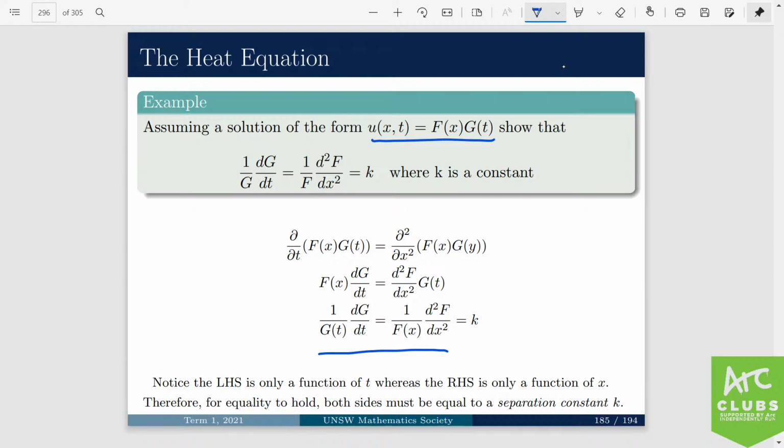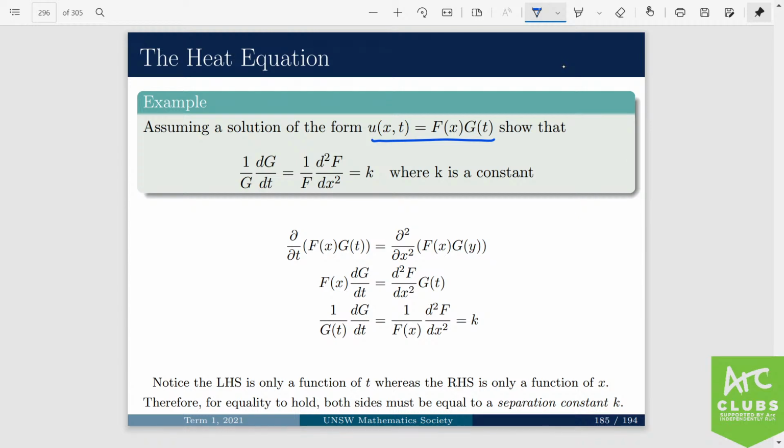Now, if we look at this expression, we can see that this is only a function of t. We've got 1 over g of t and g of t again differentiated with respect to t. That's only a function of t. Similarly, this is only a function of x on this side. So because we've got a function purely of t equal to a function purely of x, the only way we can relate those two things is if they're some sort of constant. That's the only way it can happen. So we call that the separation constant. We're just going to call that k, just for the purposes of this.